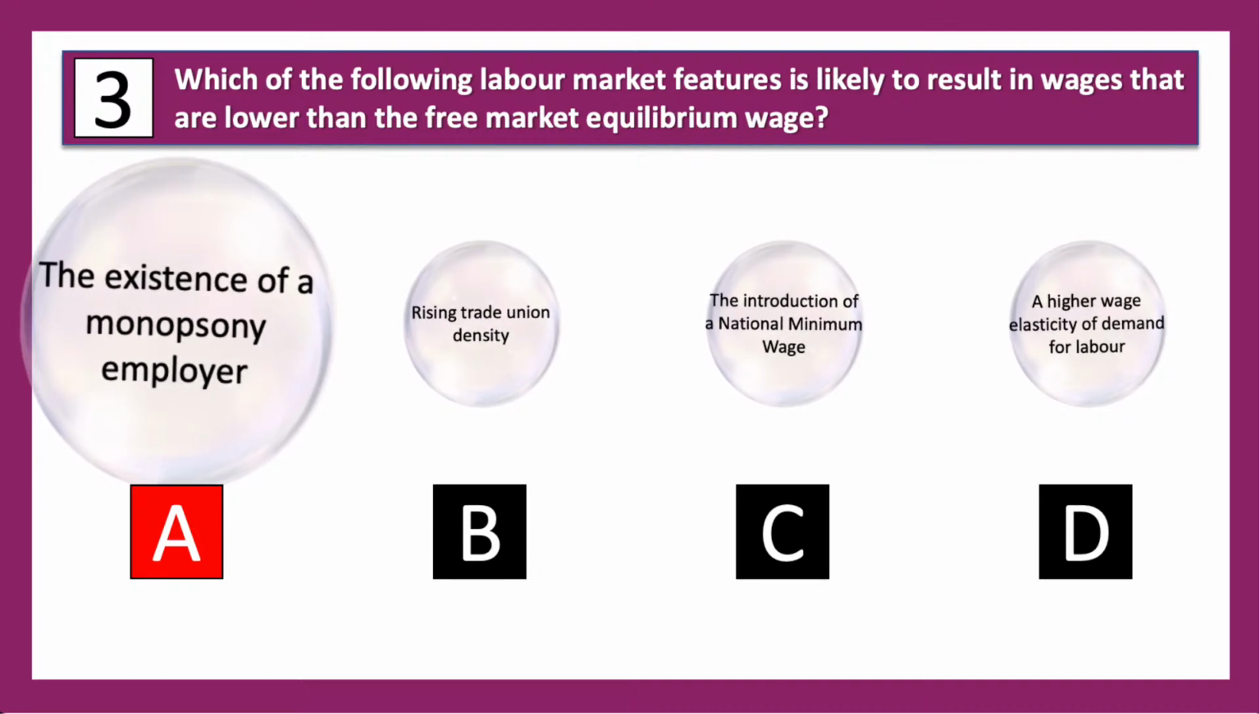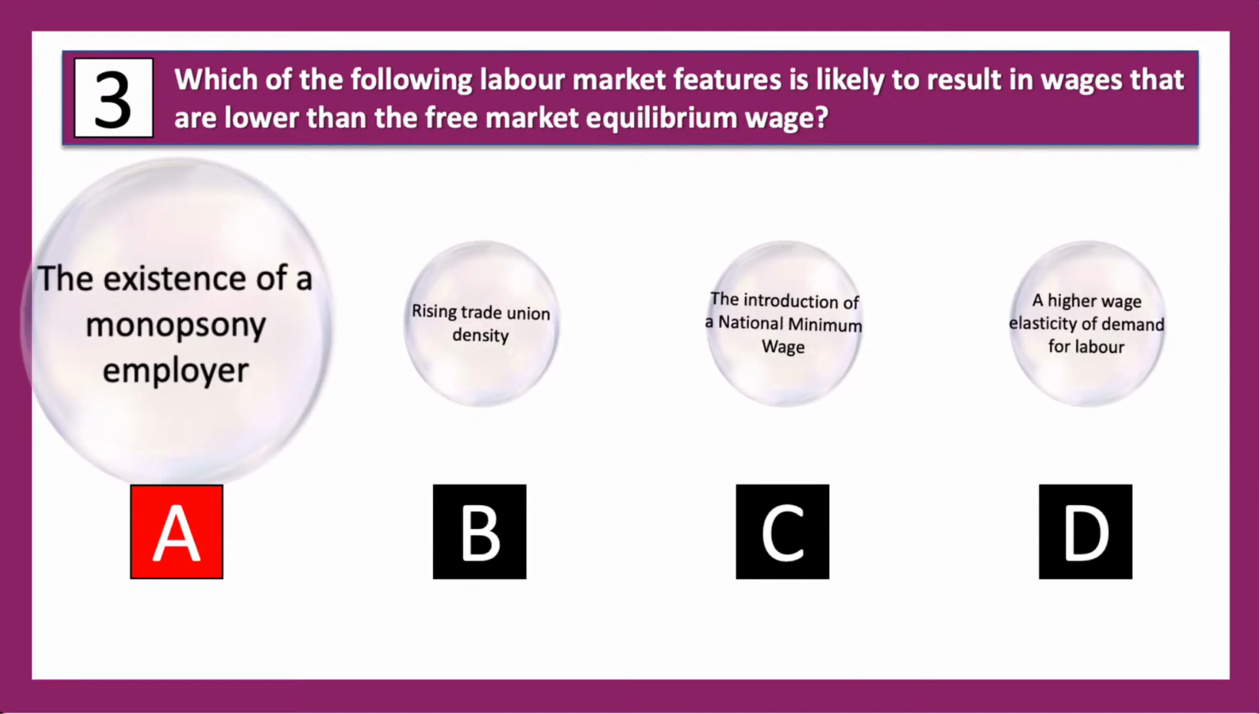So for B, rising trade union density is likely to result in wages being pushed up a bit higher, actually, maybe than the free market equilibrium. Likewise, the introduction of a national minimum wage for C. The whole point of national minimum wage is that it should be above the free market equilibrium. And finally, the higher wage elasticity for labour might mean that there's a low wage, but it would be potentially at the equilibrium. So it doesn't mean necessarily that it's lower than the free market equilibrium.